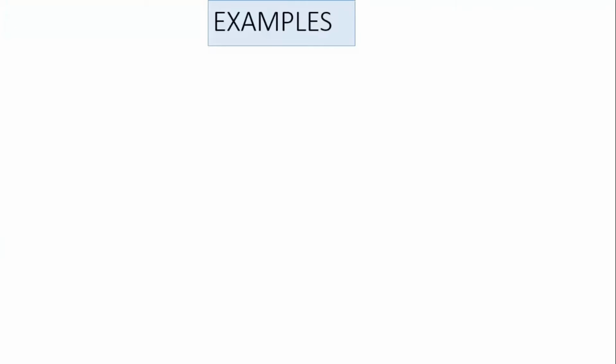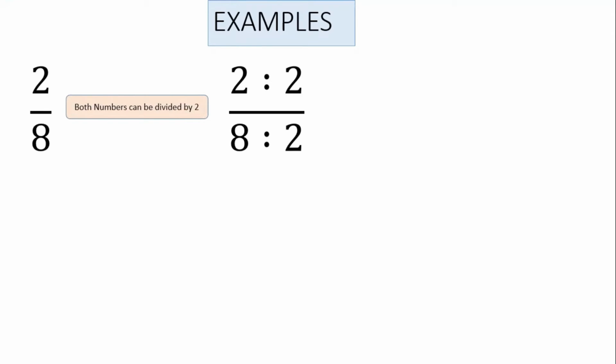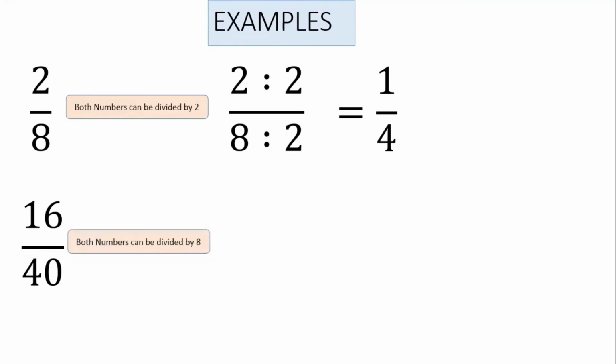Let's see here, 2 over 8. Both numbers can be divided by 2. So 2 divided by 2 over 8 divided by 2. If the numerator is divided by 2, the denominator must also be divided by 2. So the answer is 1 over 4. Let's see the next one. We have 16 over 40. Both numbers can be divided by 8.